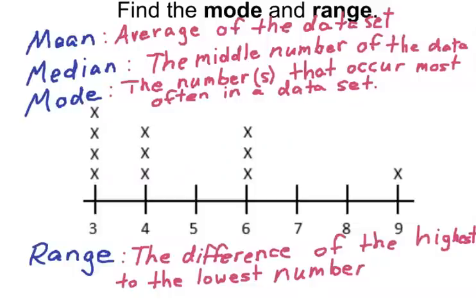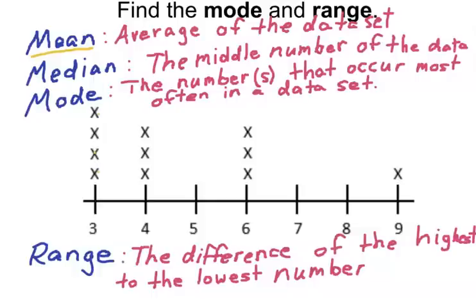Okay, so on this last one, we are finding the mode and the range. But there's some information on here that you need to know, and it's going to be critical, and you're going to use it over and over in the future. One of them is mean. The mean is the average of the data set, which means this is 3, but there's 1, 2, 3, 4 3s.